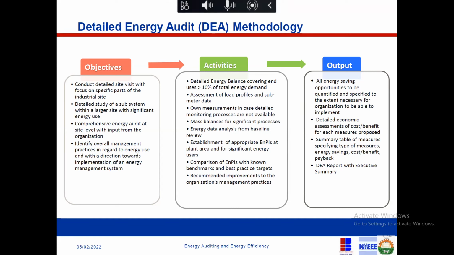Another thing is that you need to establish the appropriate energy performance indicators, EnPIs, at plant areas and for significant energy users. To achieve that minimum of 10%, and for me it should be more than 10%, to achieve 25% or 30% energy savings, you must go for the big boys in the house. Who are the big guys consuming this energy? That is where your emphasis must be, that is where your focus and attention should be, and that is where measurement must take place.